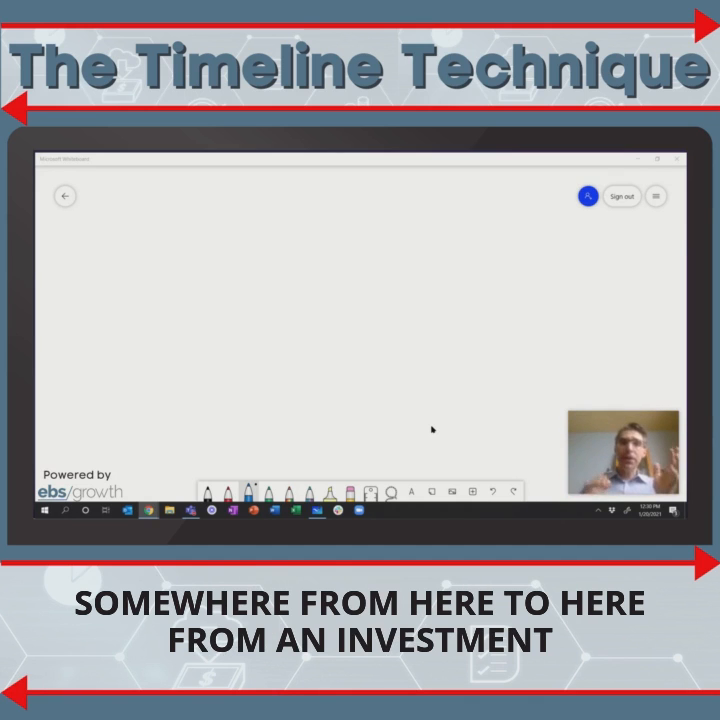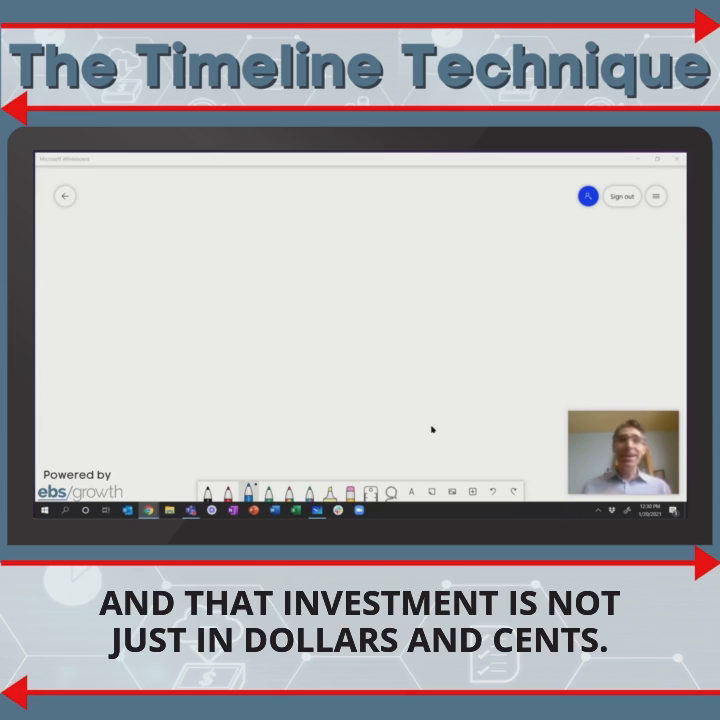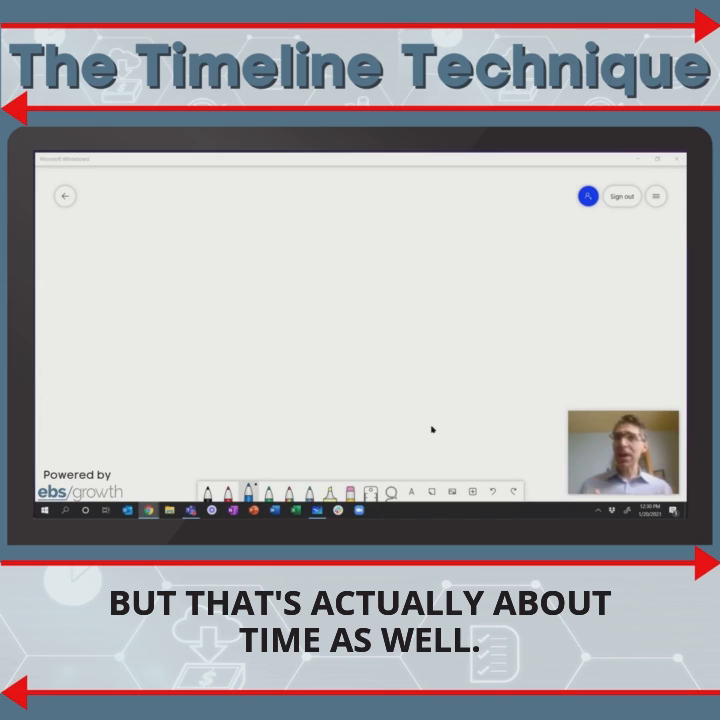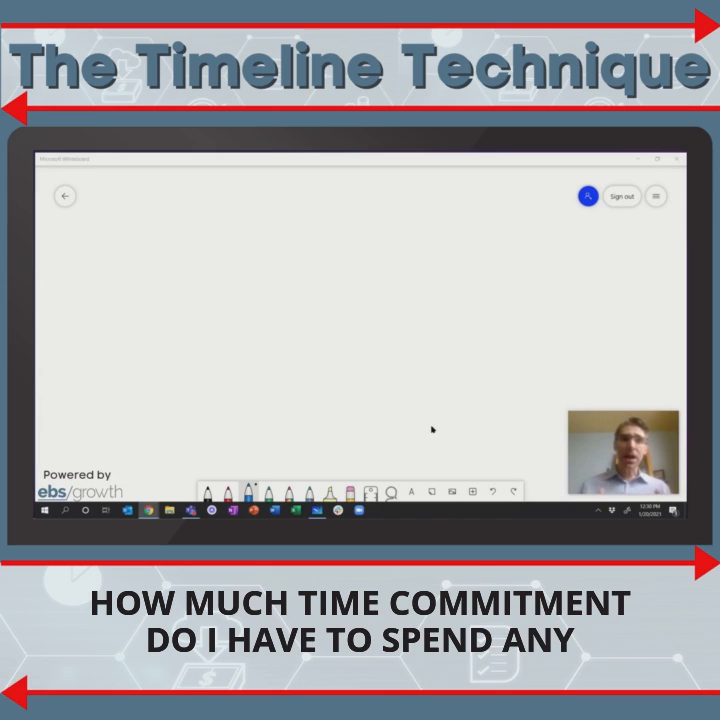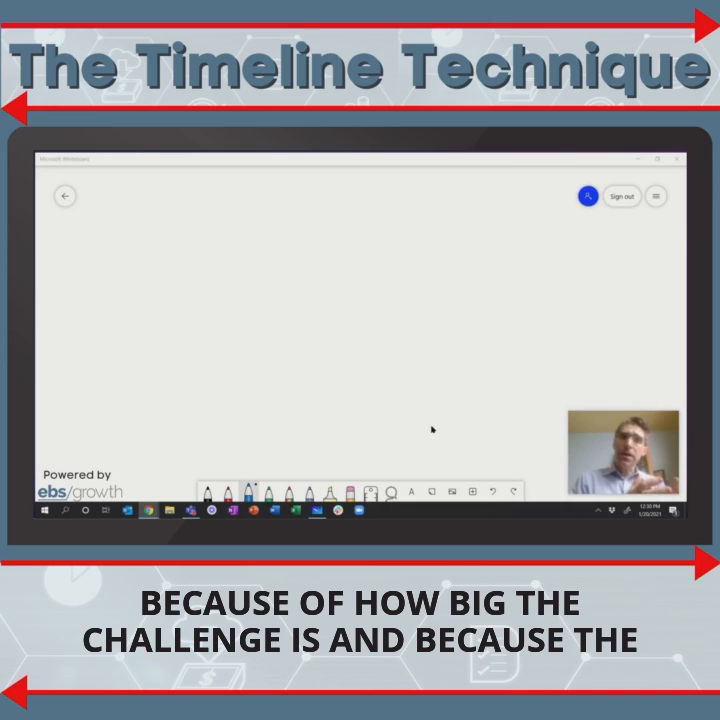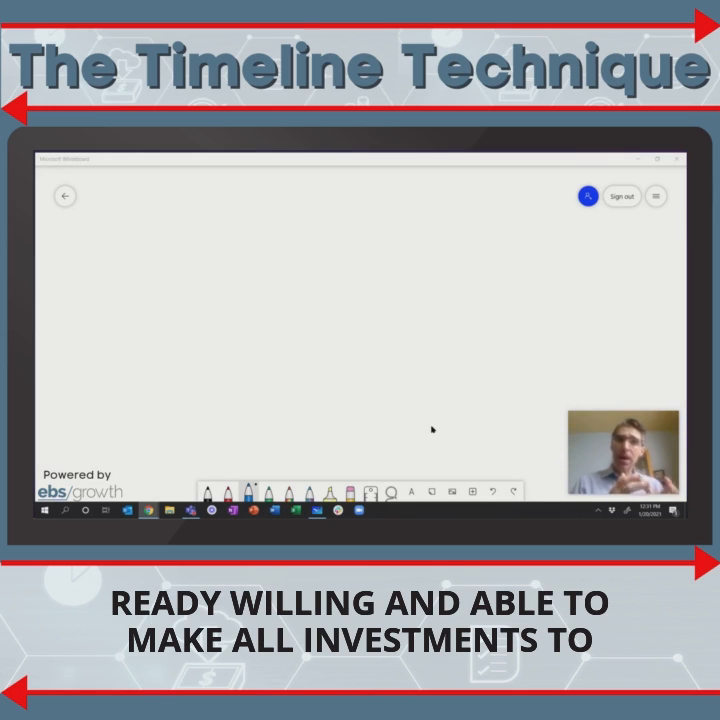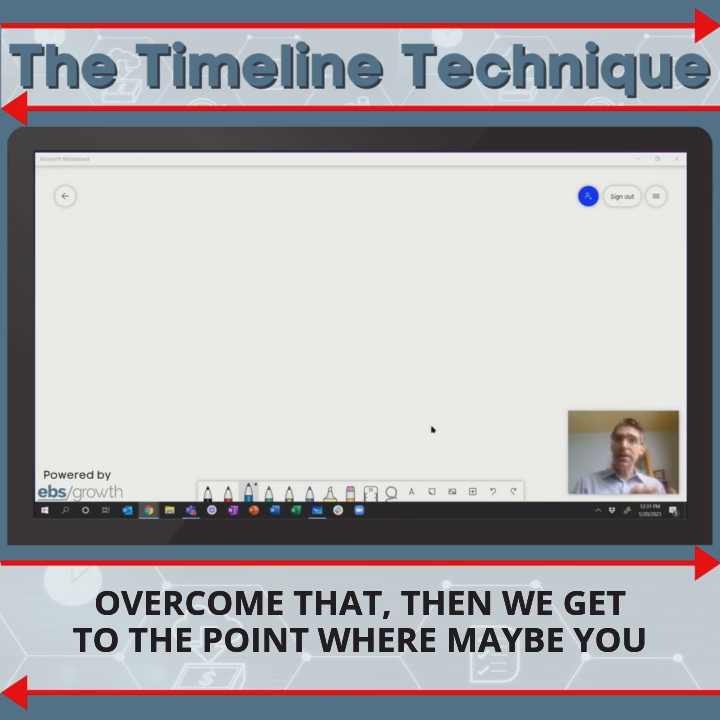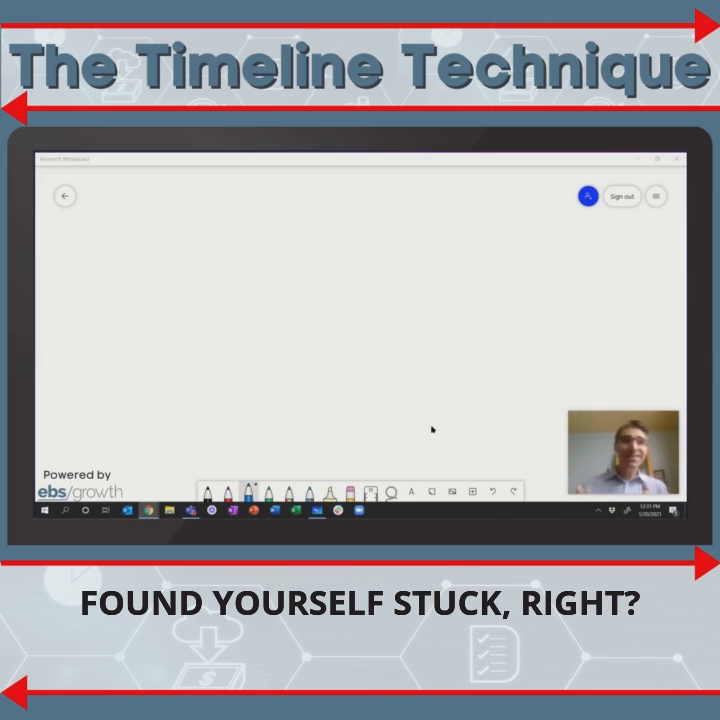So once we've done that, then we go ahead and at a high level talk about a range. You're going to be somewhere from here to here from an investment standpoint. And that investment is not just in dollars and cents, but it's actually about time as well. How much time commitment? Do I have to spend any political capital? And they're bought in, right? Because of how big the challenge is, and because they're ready, willing, and able to make all investments to overcome that, then we get to the point where maybe you found yourself stuck, right?